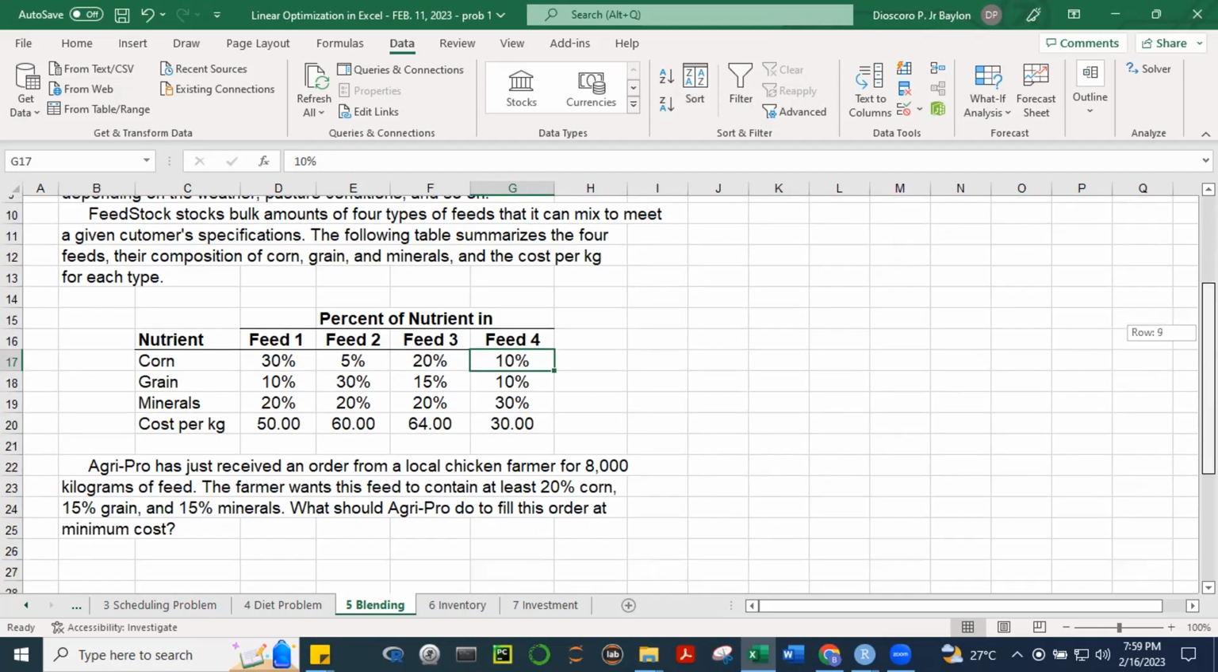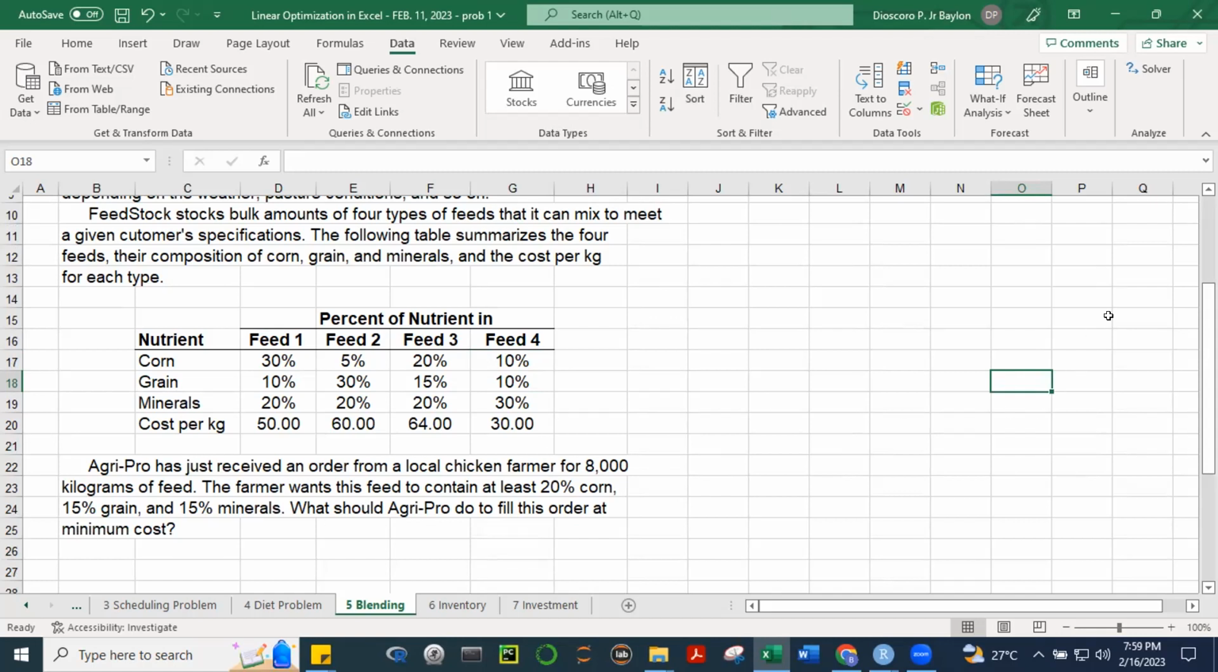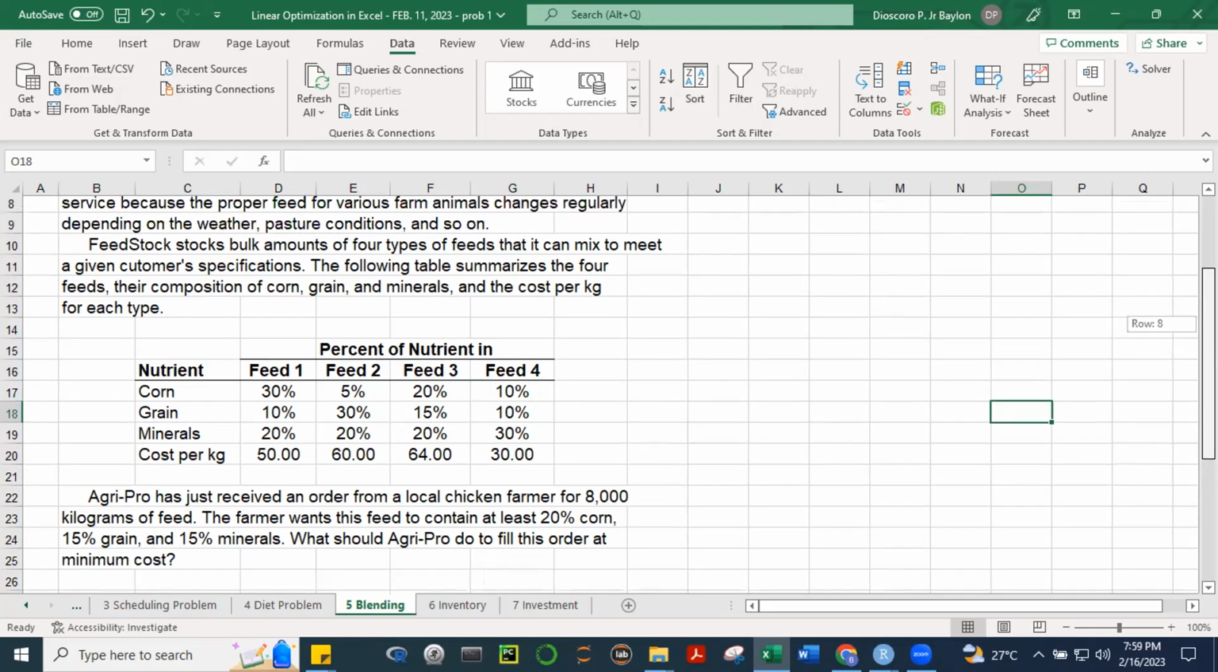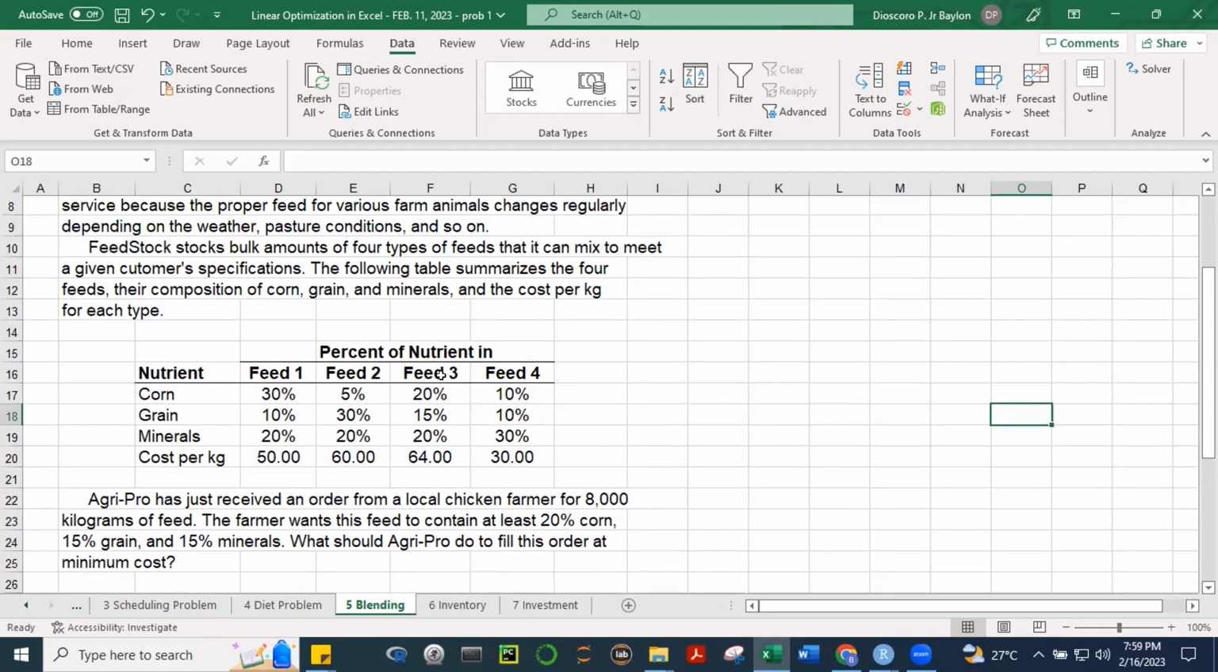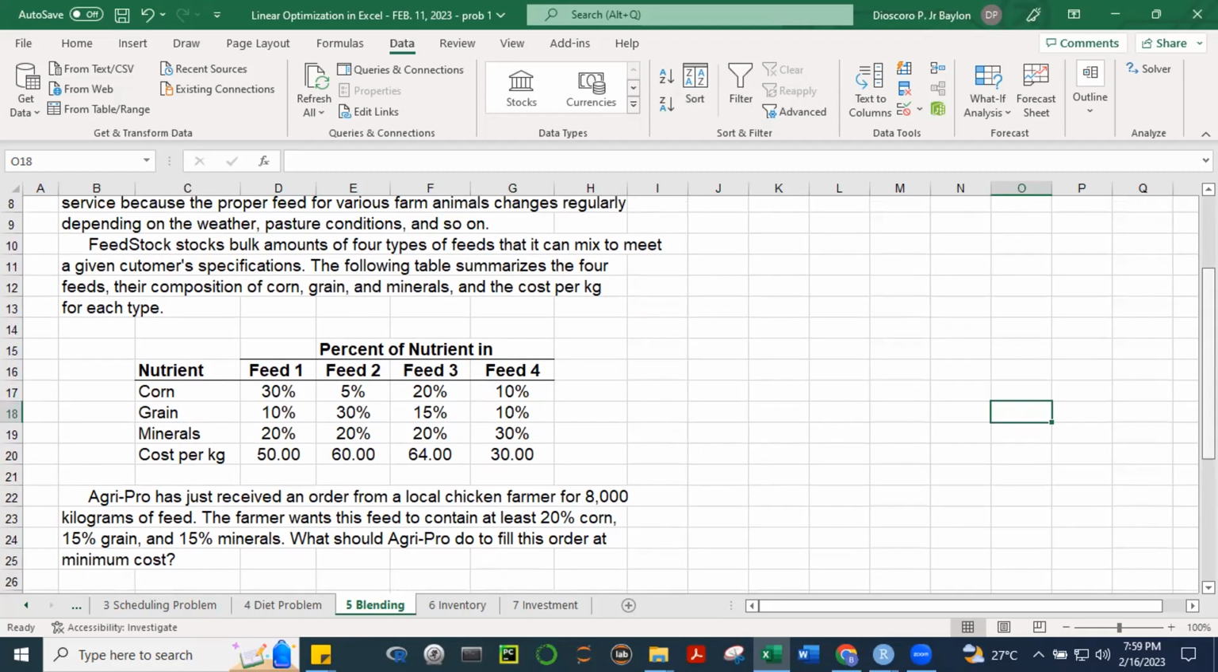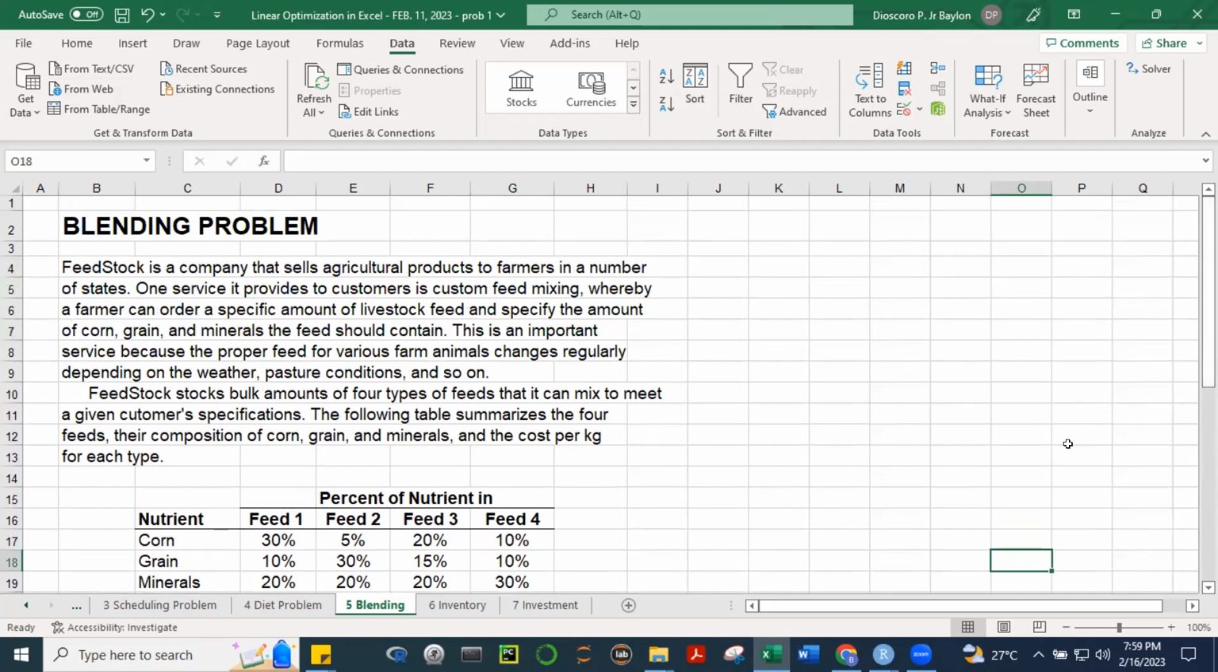Okay, so Feedstock has just received an order from a local chicken farmer for 8,000 kilograms of feed. The farmer wants the feed to contain 20% corn, 15% grain, and 15% minerals. How should the company combine its feed so that it will have this combination of corn, grain, and minerals? And it has to be at a minimum cost. So this is an example of a blending problem.